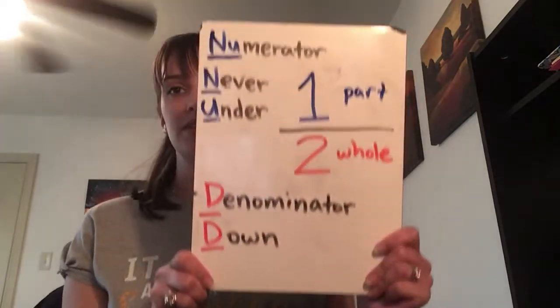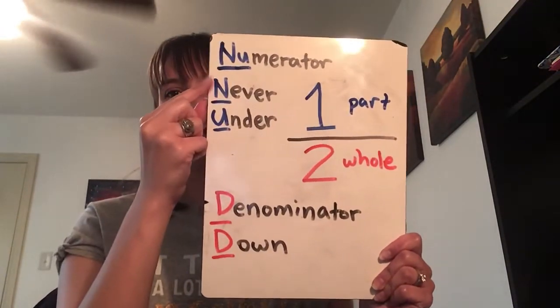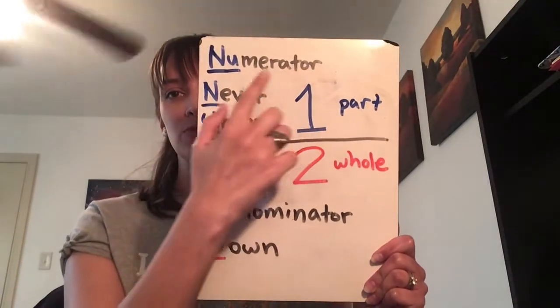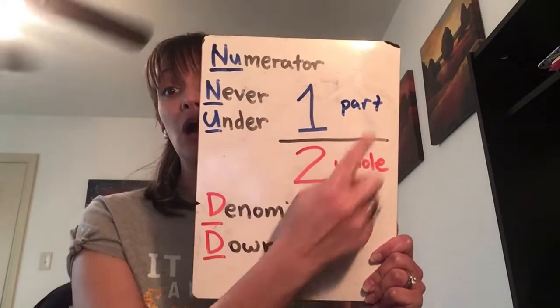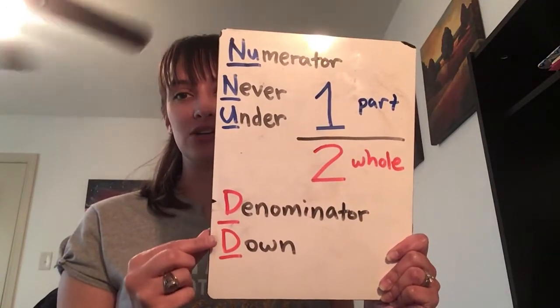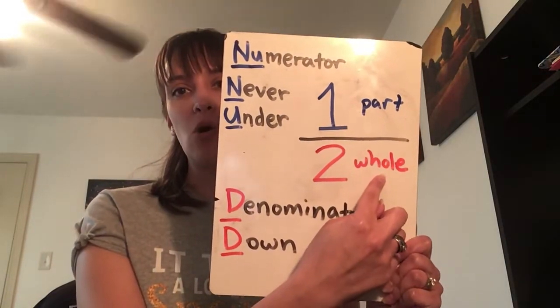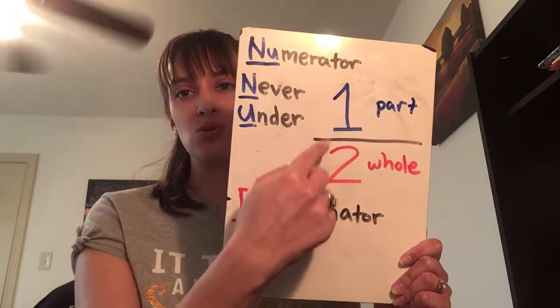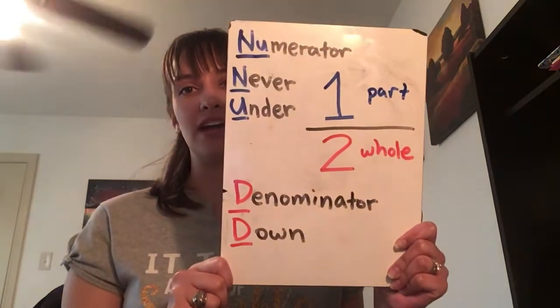So before we play the next game, I just wanted to do a mini lesson on fractions. So fractions, the top number is our numerator because it's never under. The numerator is never under, it's on top. The numerator names the parts, and the denominator is down, it's at the bottom. And then the denominator names the whole. So 1 out of 2, or 1/2. I take one of my two pieces, so my fraction is 1/2.